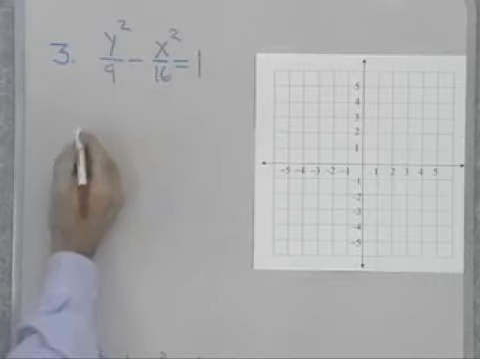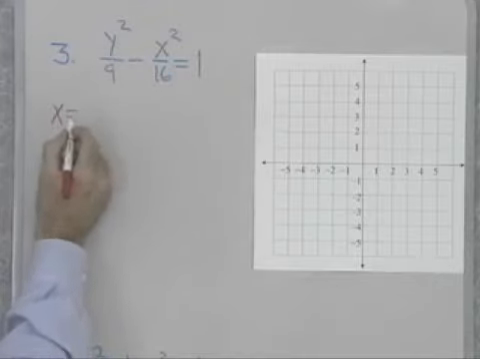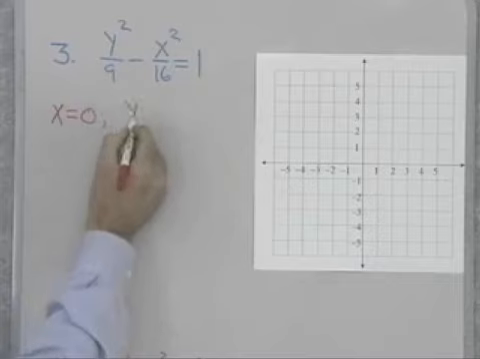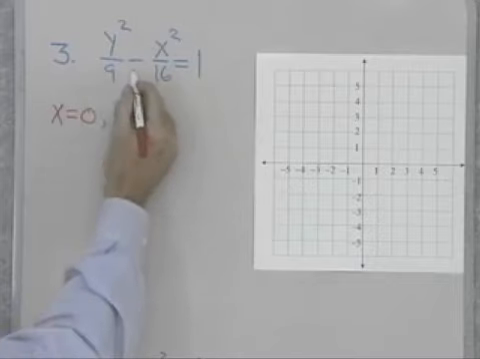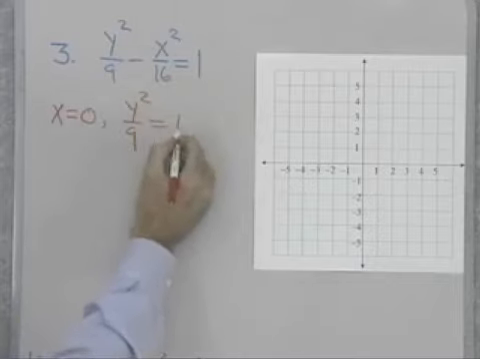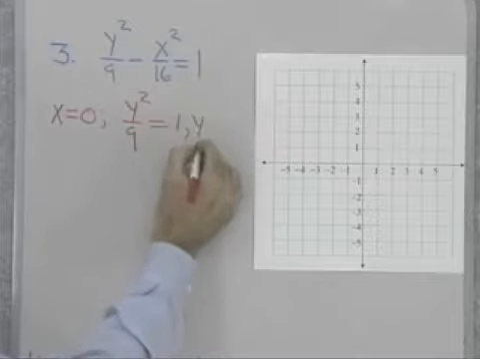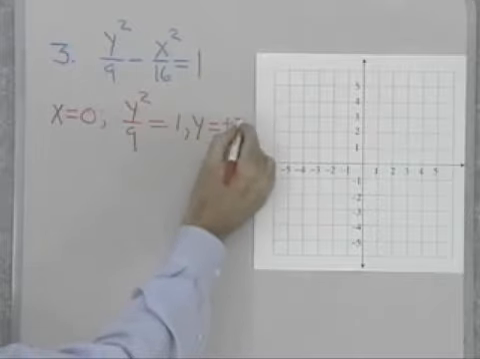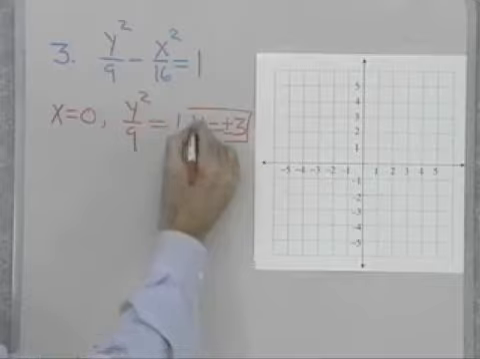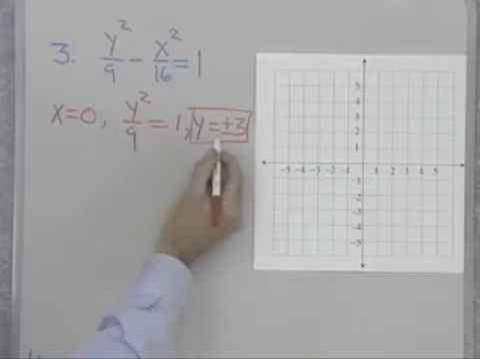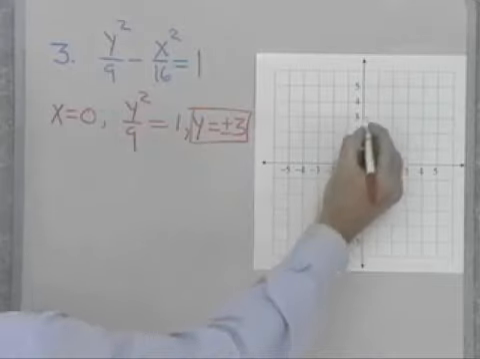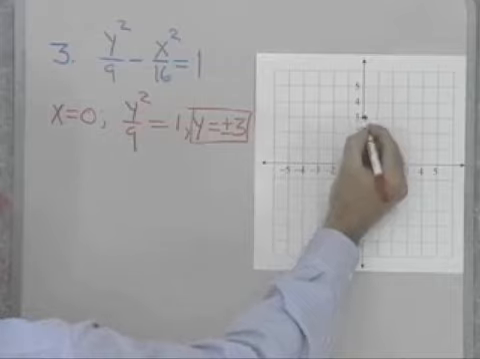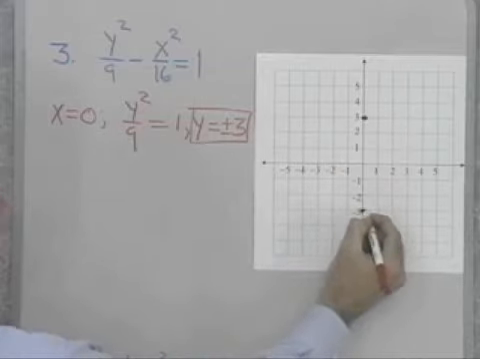Now notice that we have y-intercepts because if I let x be equal to 0, then I have y squared over 9 minus 0 is equal to 1. So then y is plus or minus 3. When I solve this equation for y, I end up with y equals plus or minus 3. So my graph is going to cross the y-axis at 3 and also at negative 3.